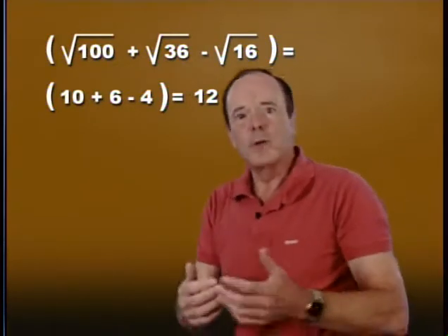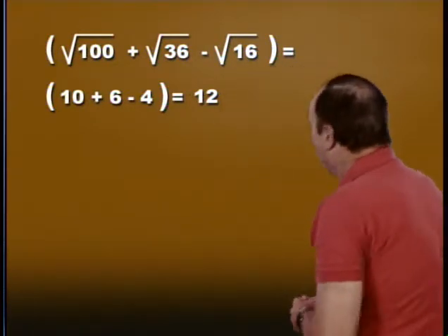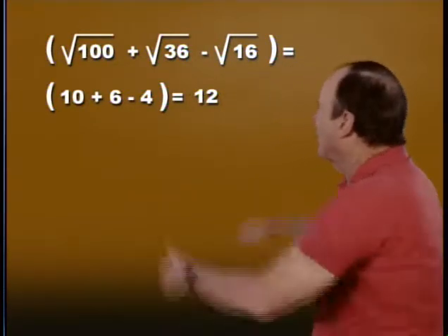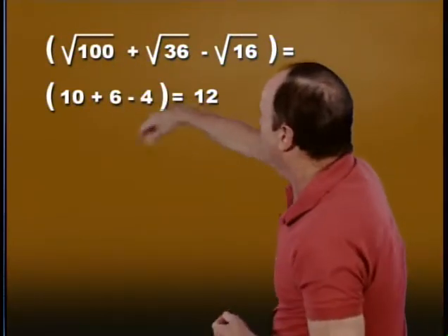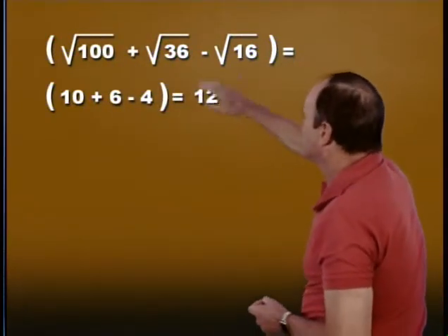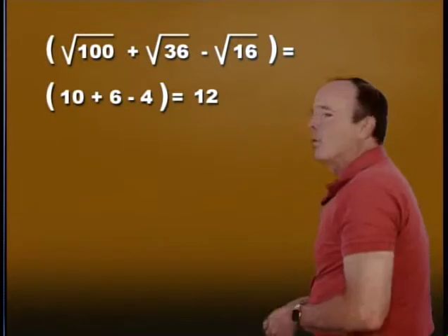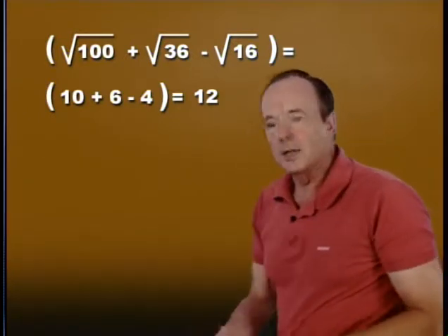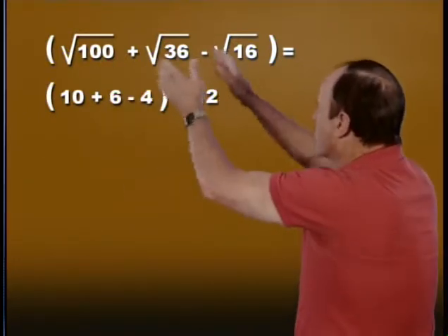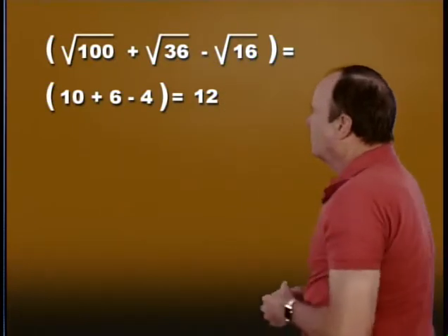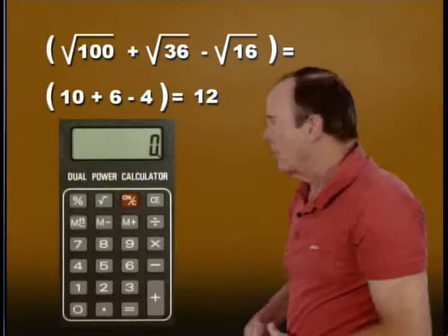And we can make it a little bit more complicated, and boy, I don't know, maybe a lot more complicated. They give you brackets, and they say the square root of 100 plus the square root of 36 minus the square root of 16. Well, once again, what you want to do in this case is simplify the square roots before you do anything else. So we might use a calculator for this.